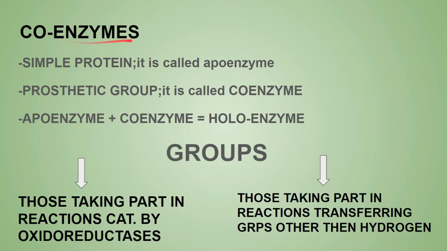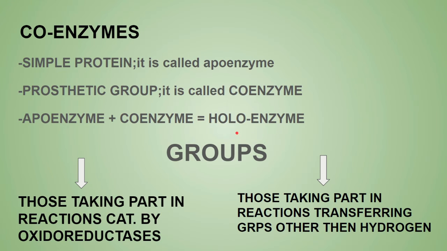Now what are coenzymes? You may have heard about this. You know that enzymes may be simple proteins or complex proteins. The simple protein has only amino acid groups in the protein structure, with no non-protein or complex structures, and is known as the apoenzyme. Now what is a prosthetic group? If an enzyme also has a non-protein compound in it, it is known as the prosthetic group, or the coenzyme. And remember, apoenzyme plus coenzyme forms the holoenzyme.